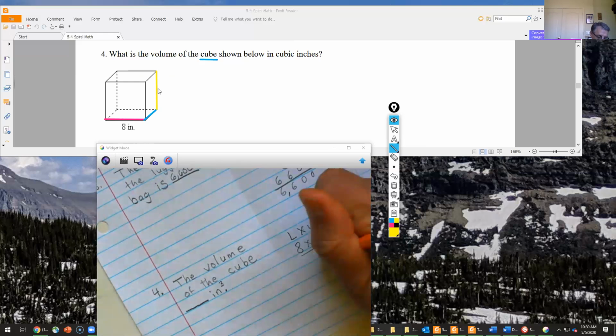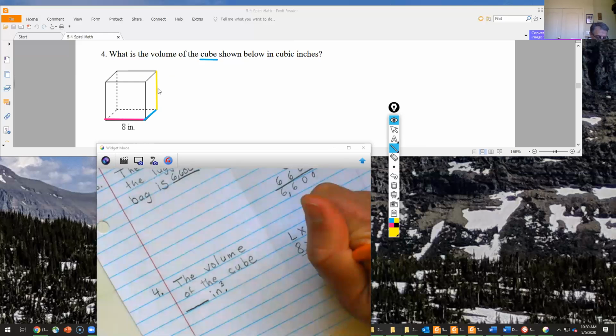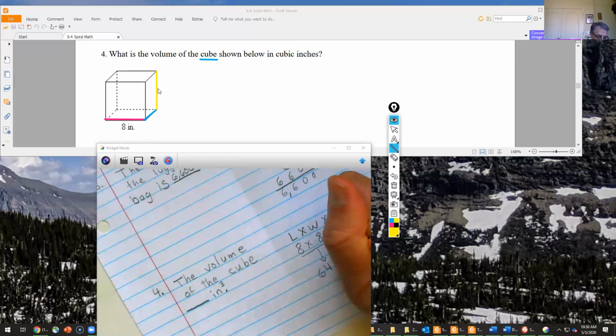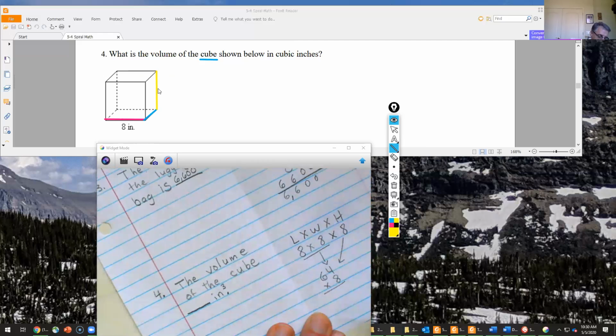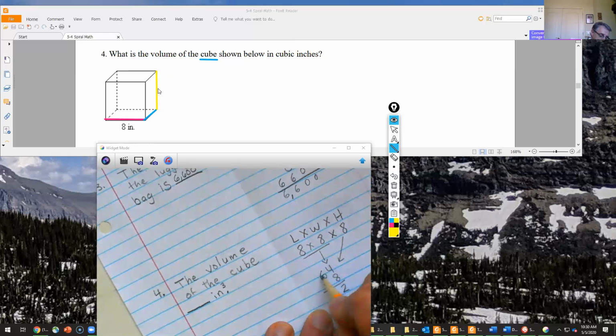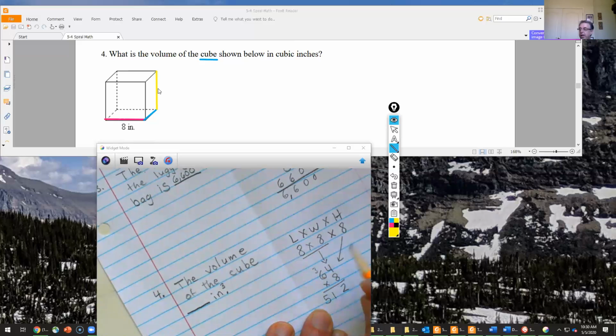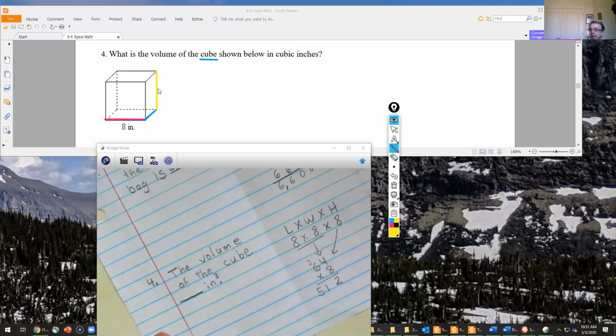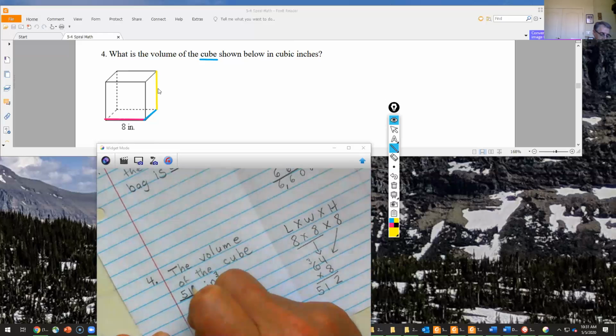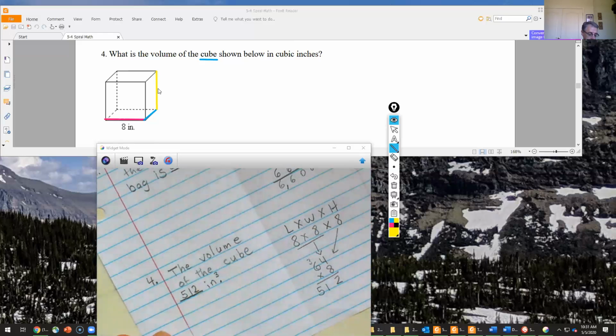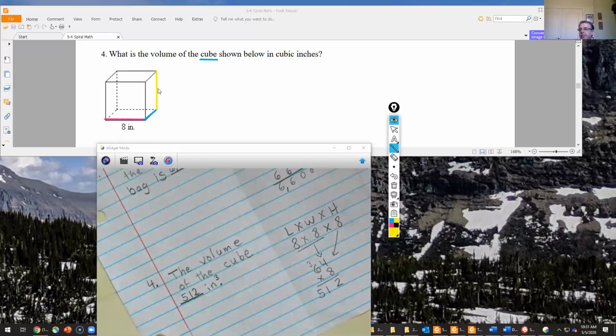8 times 8 is 64. And then I'll go ahead and multiply by the height, which is another 8. And then I get 64 times 8. 4 times 8 is 32, 6 times 8 is 48, plus 3 is 51. So the volume of the cube in cubic inches is 512 cubic inches. All right, we're going to go on now to number 5.